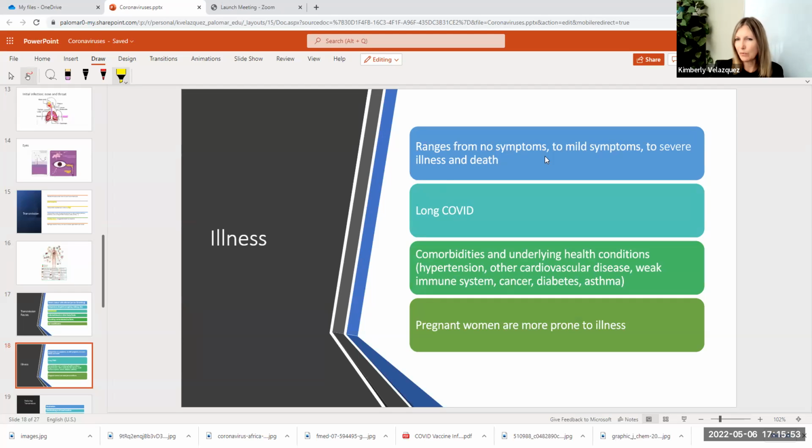Illness obviously ranges from no symptoms at all to mild illness to severe illness and death. Long COVID is showing up more and more in people, even people who had really mild illness to start with, and they develop these long-term symptoms because, again, this virus is not just infecting the lungs and then goes away. It can damage organs, and those damaged parts might start having issues months or weeks down the line.